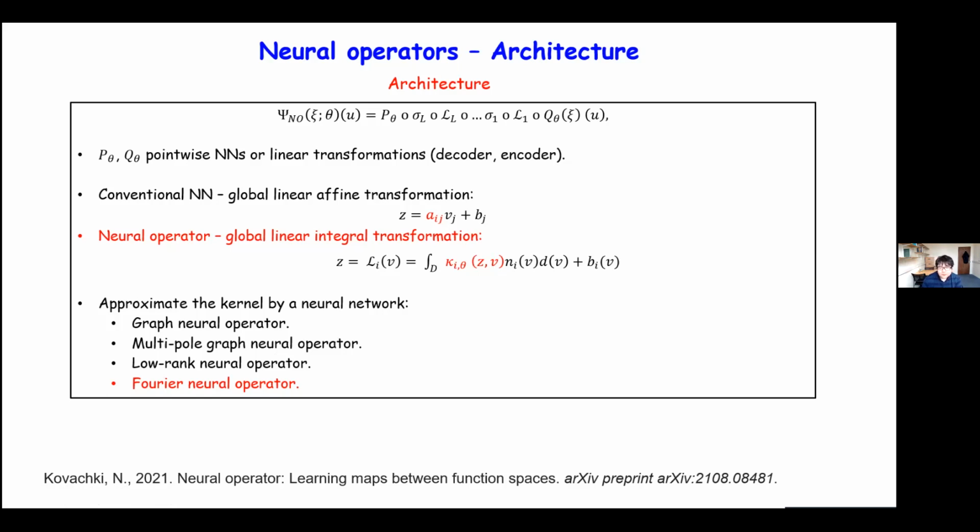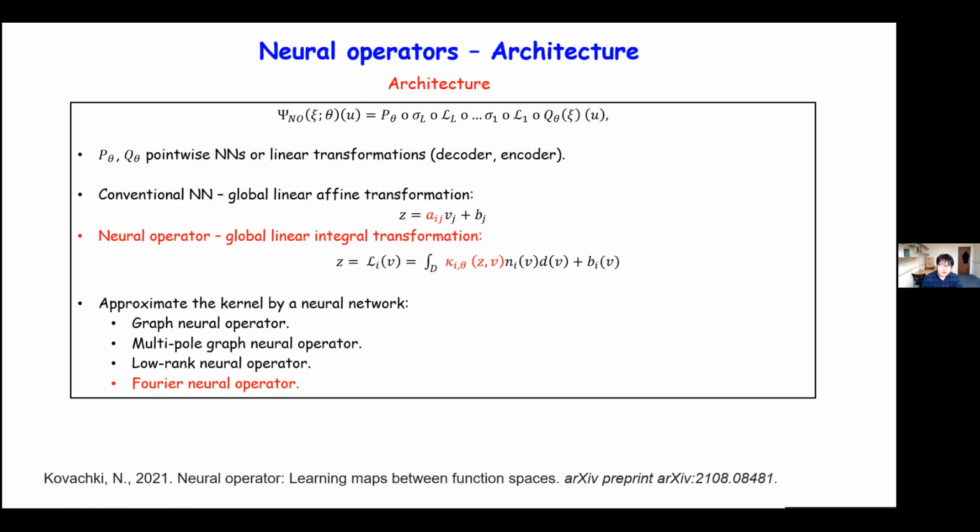For example, if you impose in a discrete way a filter or 3x3 matrix, you say this ki theta is a sparse matrix, or it's just a filter, then you recover the CNN, the convolutional neural network architecture. But of course, this expression is more general. And this is the key idea behind neural operators.